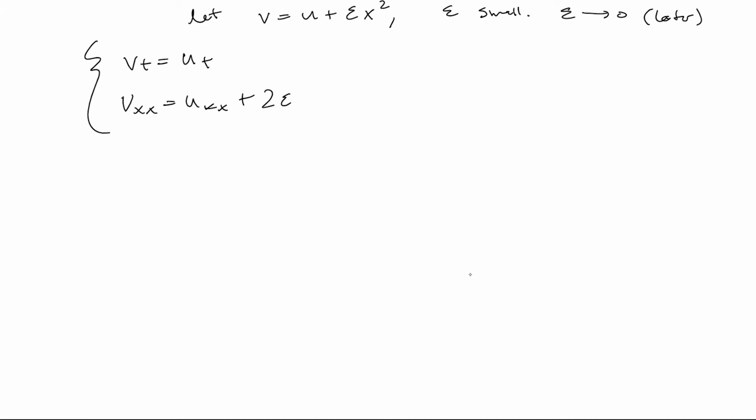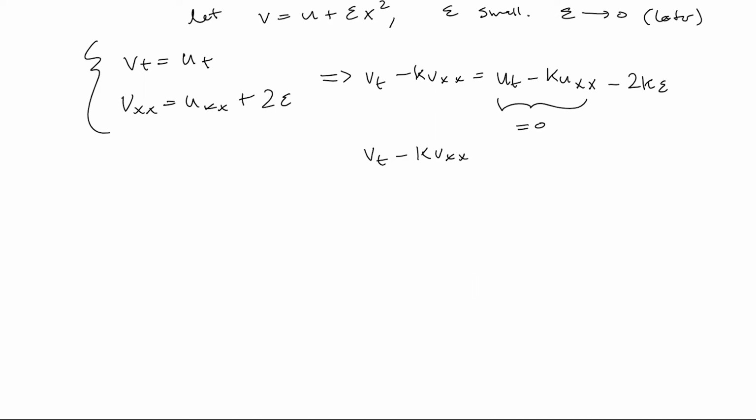All right, that means that plugging into the heat equation, we get v_t minus k v_xx is equal to u_t minus k u_xx minus 2k epsilon. We just distributed that k here. Well, if we allowed u to be a solution, that means that this is 0. That means that v_t minus k v_xx is equal to negative 2k epsilon.